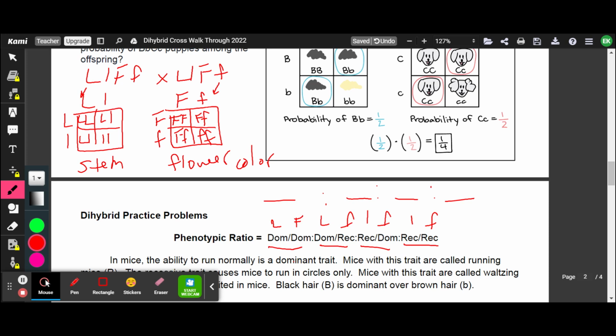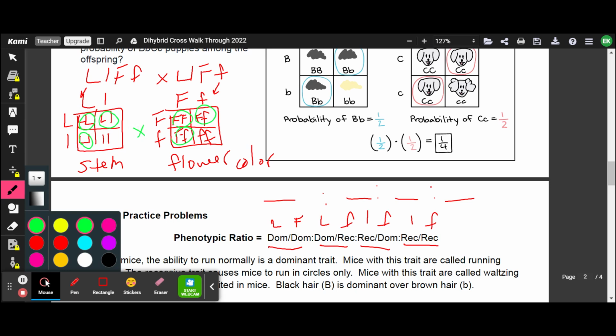First, dominant-dominant. How many out of 4 are going to have at least 1 capital L? I see 1, 2, 3. 3 out of 4 have at least 1 capital L. How many out of 4 have at least 1 capital F? 1, 2, 3. Now we're going to apply multiplication. 3 times 3 is 9. So we have 9 out of 16 chances of having a flower that has a long stem and a purple flower.